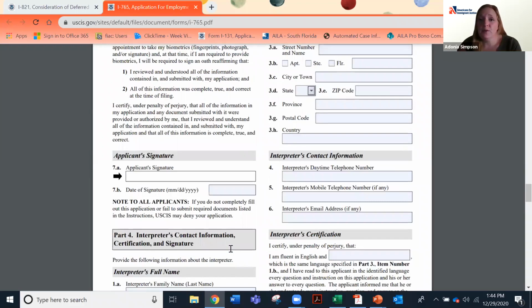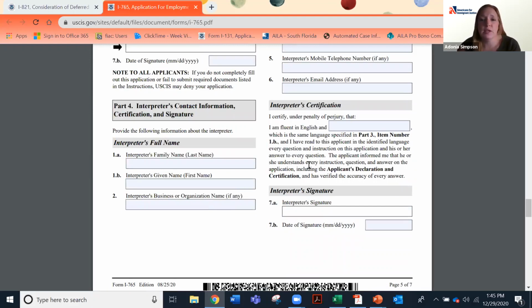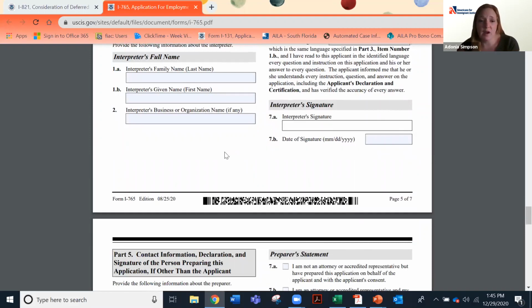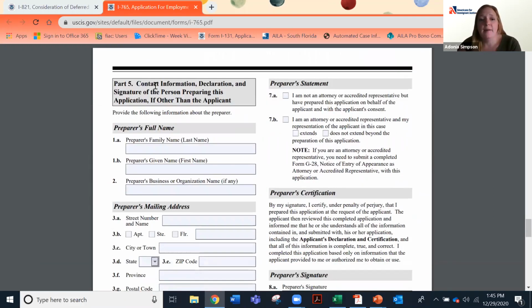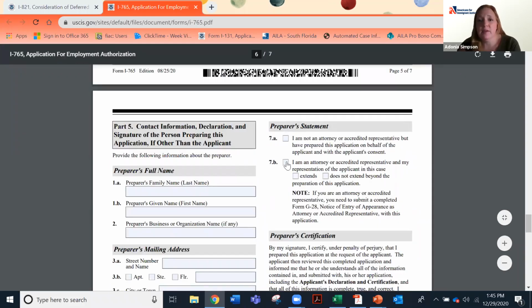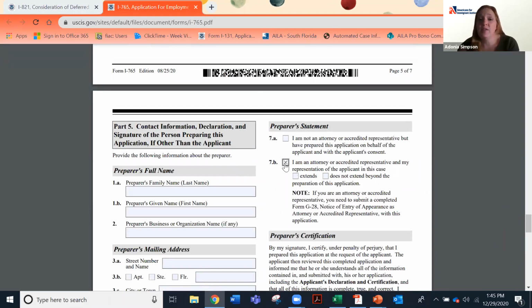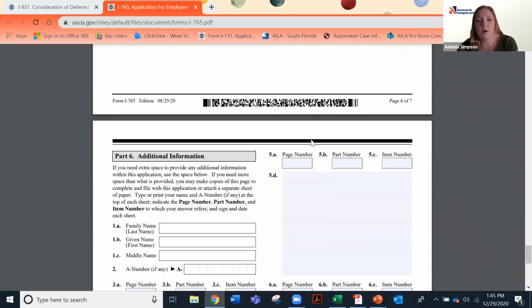Part four is for an interpreter. If you used an interpreter to complete the form, all of his or her contact information goes here, indicating the language of interpretation. And again, that individual will sign off on it. Part five is for a preparer. If somebody completed the application on your behalf, his or her information will go here. If the person is an attorney, they would need to indicate that they're an attorney or a DOJ accredited representative and whether or not their representation of you extends beyond just the submission of the application. If it's a non-attorney, they really need to click here that they are not an attorney or accredited representative, but they received consent to prepare the application on your behalf. And then again, the preparer signs here. And that is your application for work authorization.